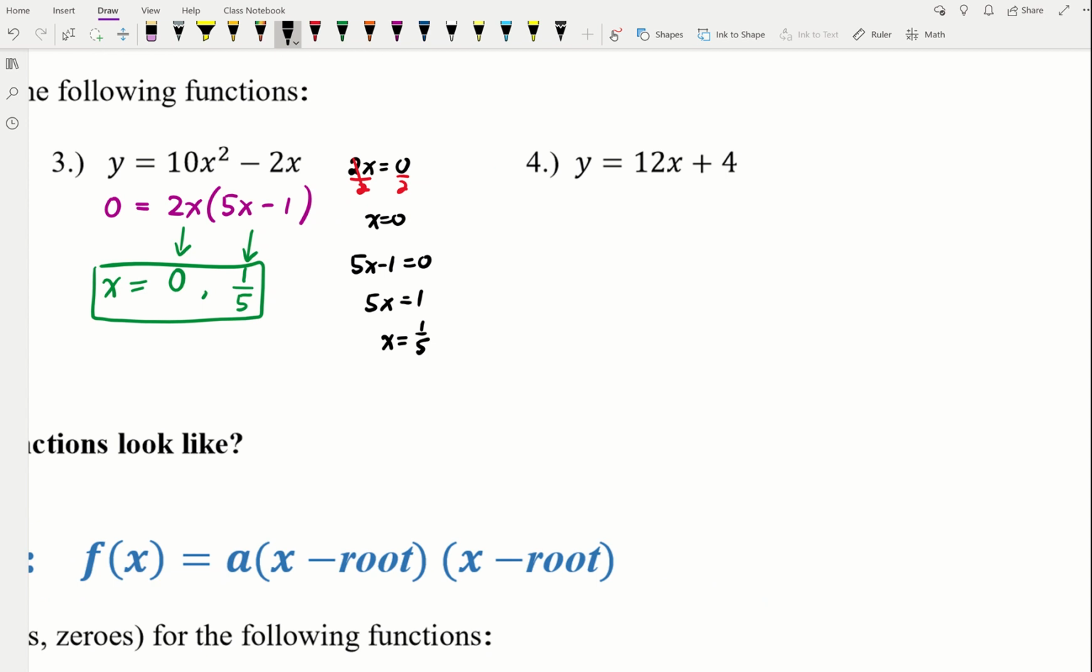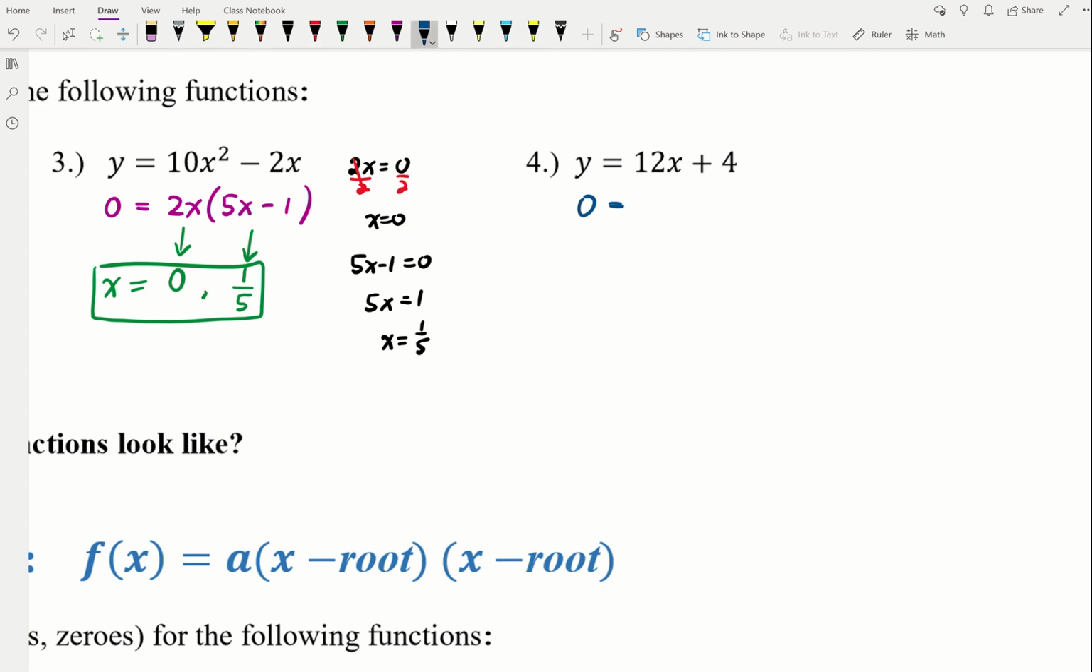All right, looking at number 4. All right, we're going to start by setting it equal to 0. So 0 equals 12x plus 4. Now, again, this cannot really be factored other than to factor out a 4. So I am going to do this by factoring, even though there are other ways to solve this. So let's just erase that.